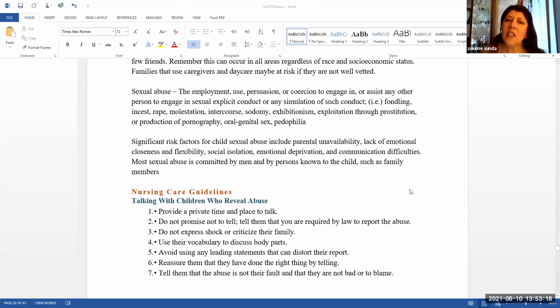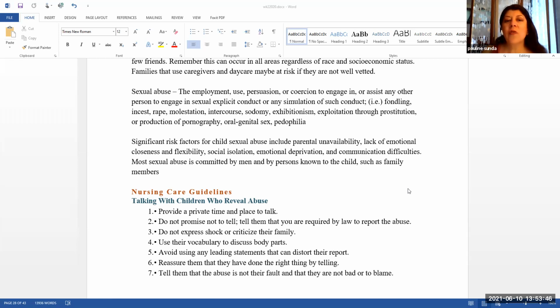Sexual abuse. This is the employment, use, persuasion, or coercion to engage in or assist any other person to engage in sexually explicit conduct or any simulation of such conduct. So fondling, incest, rape, molestation, intercourse, sodomy, exhibitionism, exploitation through prostitution or production of pornography, oral genital sex, and pedophilia.